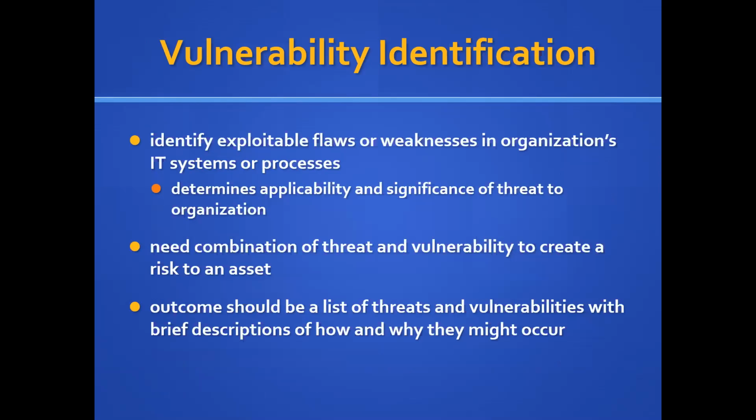Then we have the vulnerability identification. You want to identify exploitable flaws or weaknesses in the organization's IT systems and processes. This determines the applicability and significance of a threat to the organization. And you need a combination of threat and vulnerability to create a risk to an asset, which was the definition that we saw before. At the end of the day, once you have the list of assets, you would also have, as an outcome, a list of threats and vulnerabilities with brief descriptions of how and why they might occur. So that's what you're doing as part of the process.